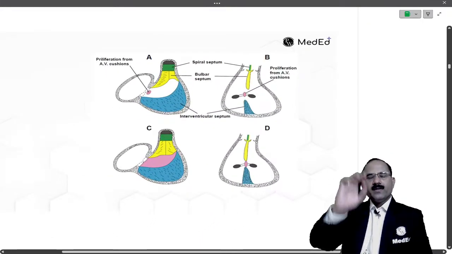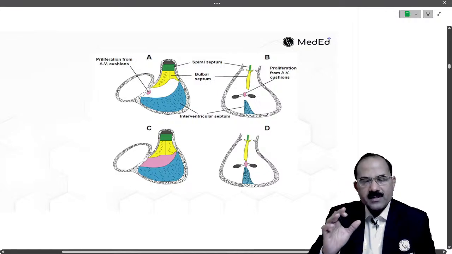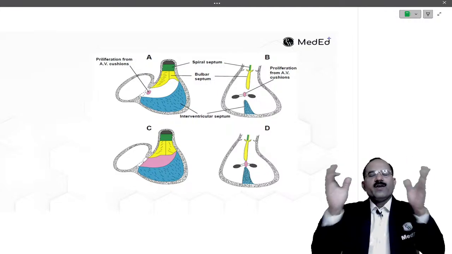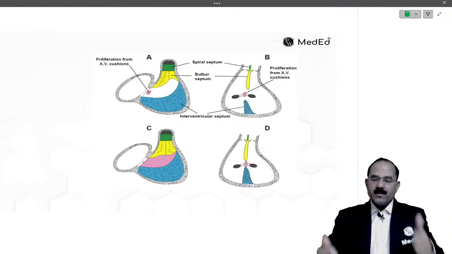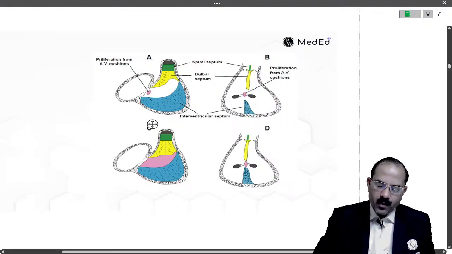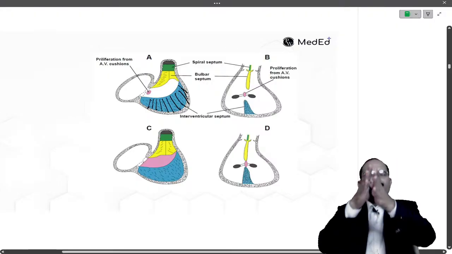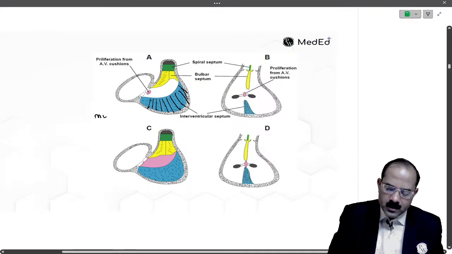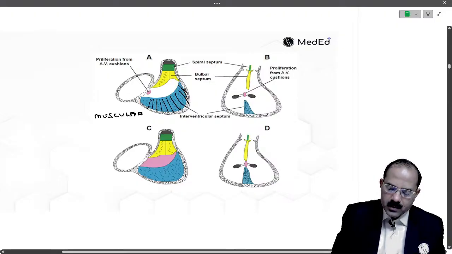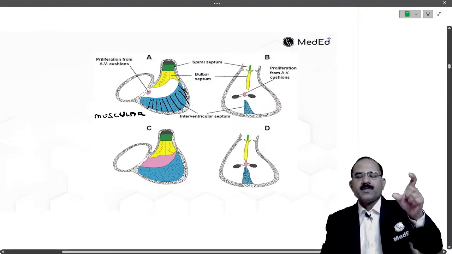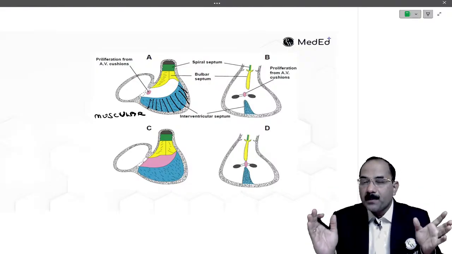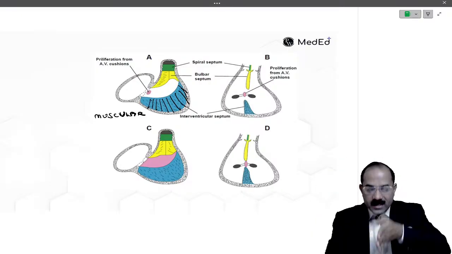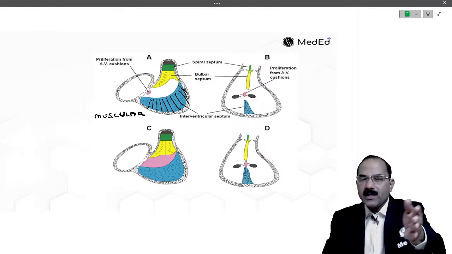Okay, fine. Now just coming to this interventricular septum, I'll tell you later. Listen, interventricular septum is made up of two parts, right? Number one, this part grows in the floor of the ventricular cavity, and this is what we call the muscular part of the interventricular septum. So it is made up of two parts: one is the muscular part, the other is the membranous part. The muscular part starts to grow in the floor of the ventricular cavity.